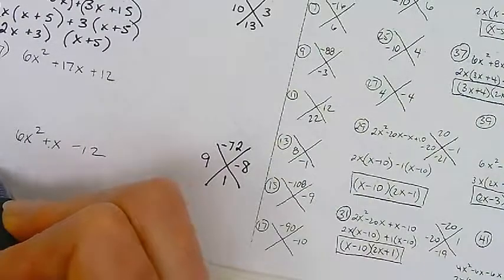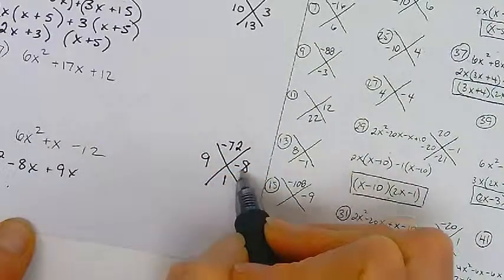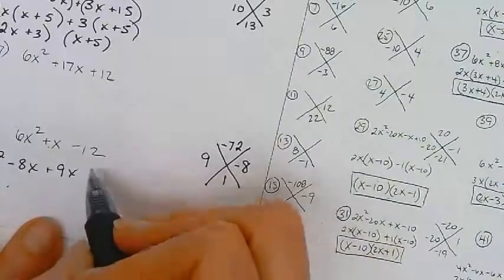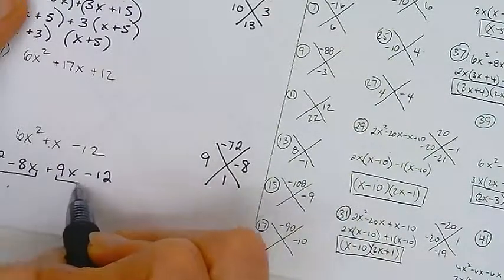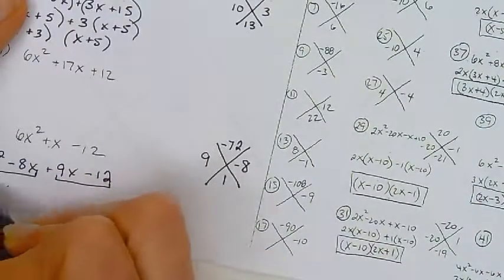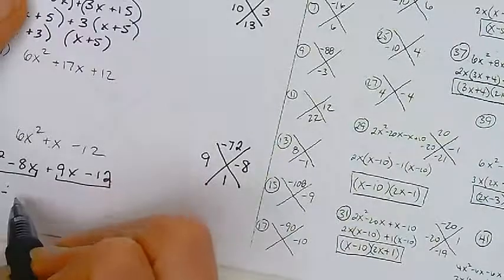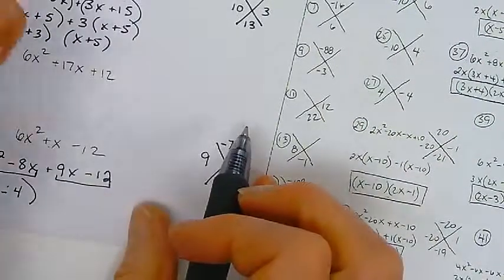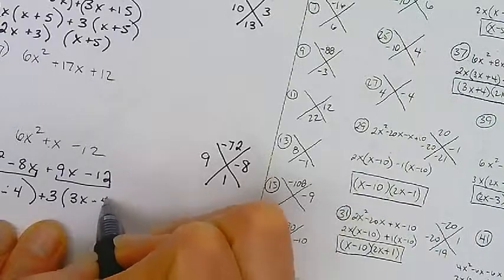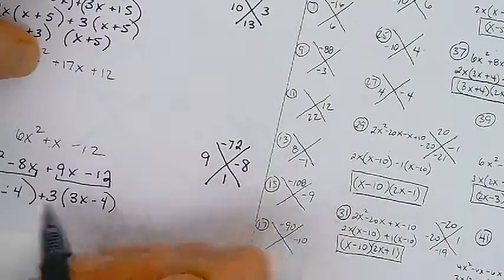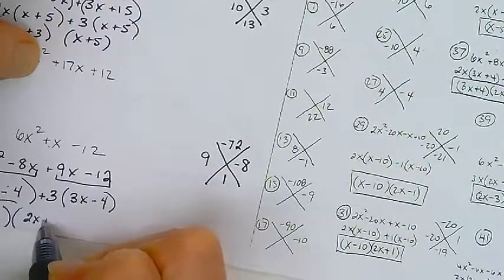I'm going to rewrite 6x squared with a minus 8x first, plus 9x. These are the coefficients for the x's. It does not matter which order I put them in. Minus 12. Factoring by grouping, 2x is the greatest common factor. 2x times 3x minus 4 would give 6x squared minus 8x. Plus, the greatest common factor here is 3 times 3x minus 4. Common factor is 3x minus 4, and what's left for this term is 2x plus 3, and it's done.